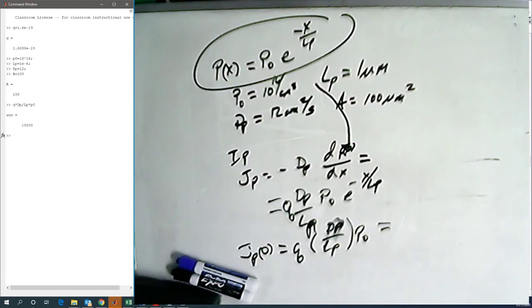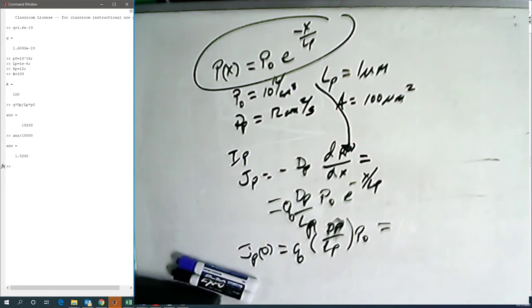That gives us 19,200, but we have some unit conversion mistakes. We had the 100 microns and 12 centimeters squared per second. How do we get from centimeters to microns, or microns to centimeters? This is where we all get in trouble. Charge stays the same, dP is 12 with units of centimeters squared per second, and LP is a micron, so I have to convert the micron into centimeters. That sounds like it is 10,000 away, and that gives me 1.92 amps per centimeter squared.